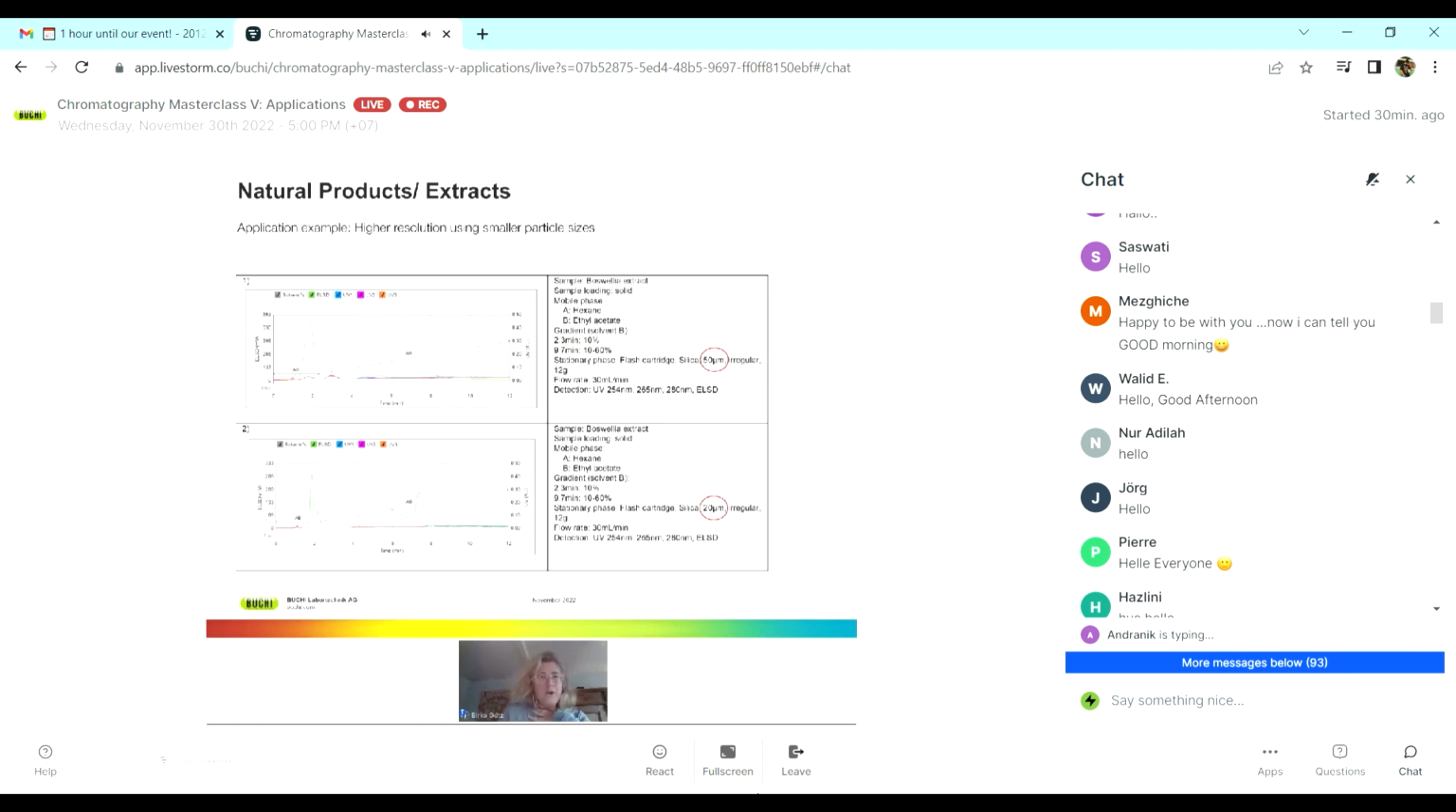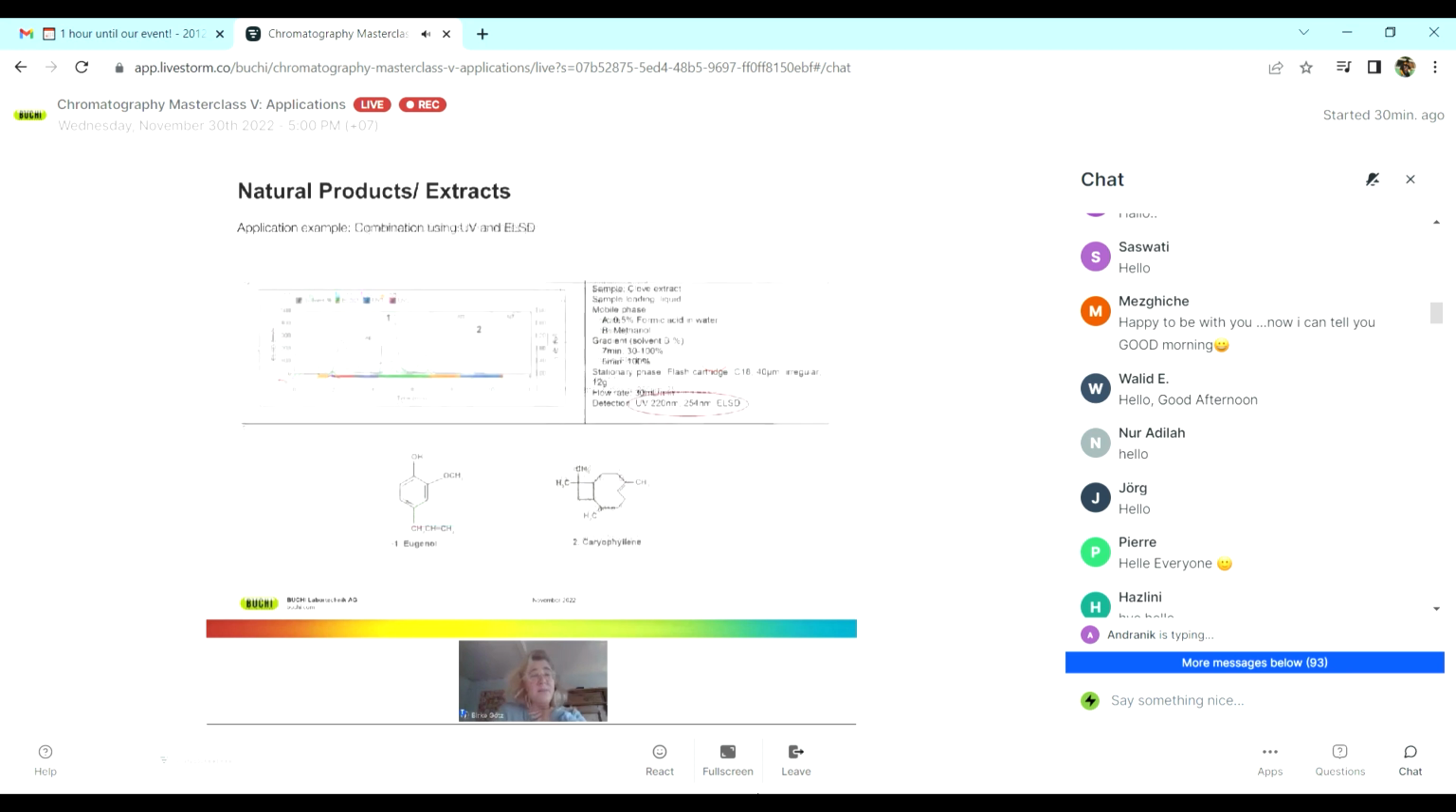Okay, good. We have a third application example, combination of using UV and ELSD. Here, this is a clove extract. And there are these 2 compounds, eugenol and caryophyllene, number 1 and number 2. It is super interesting to see because the eugenol you can only detect via UV because it's a flavor, so it's volatile and it gets evaporated in ELSD. So it's not possible to detect it via ELSD.